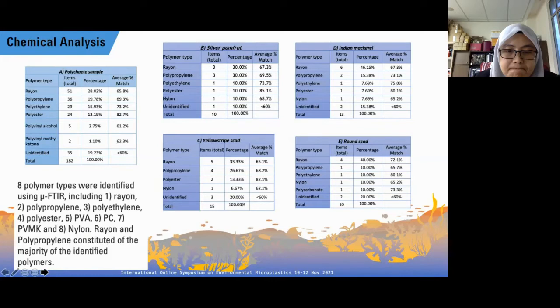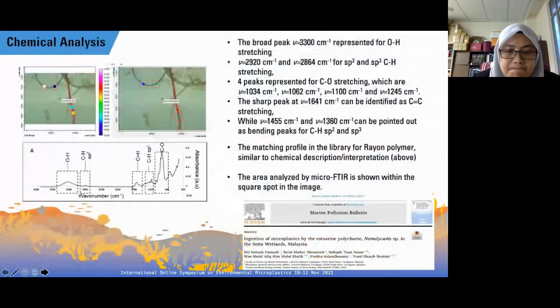PVMK is a polyvinyl methyl and nylon. Among the semi-synthetic polymers, rayon and PP dominated the identified polymers. So this has been characterized and matched from the polymer library. And we can see here an example of micro FTIR spectrum and chemical image taken with this technique.